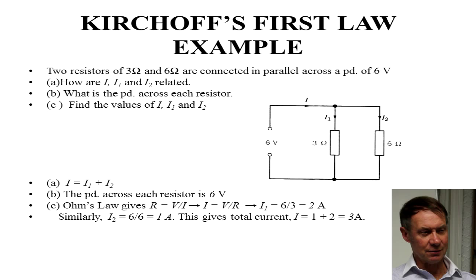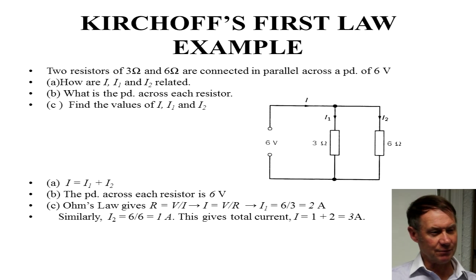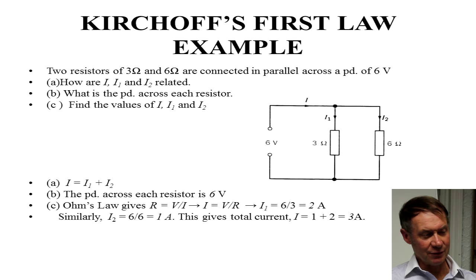So here's an example in the next slide of Kirchhoff's first law. We have two resistors of 3 ohms and 6 ohms connected in parallel across a 6-volt battery. So the first question is, how are I1 and I2 related? Second question is, what's the PD across each resistor? And the third question is, find the values of I1, I2 and I.